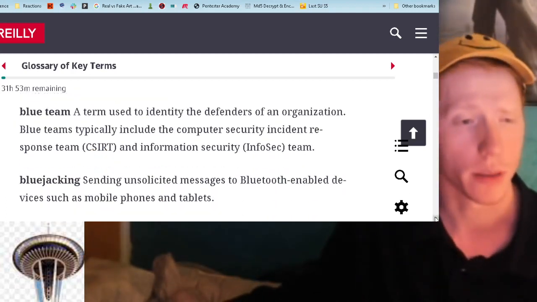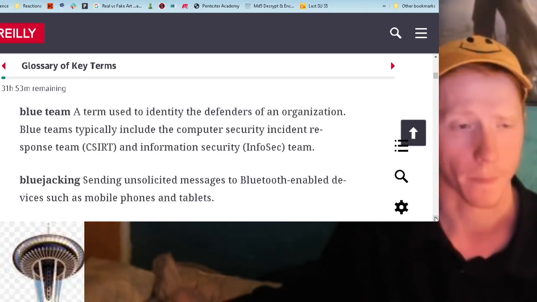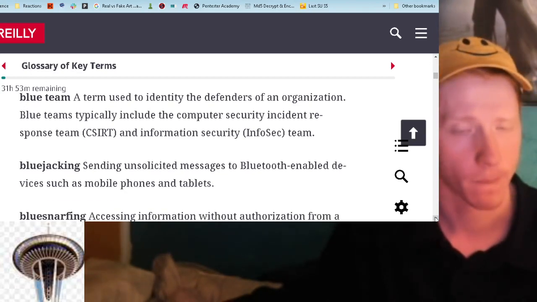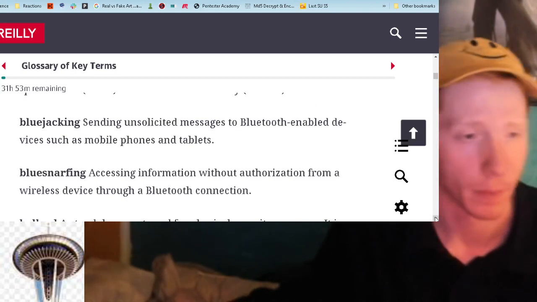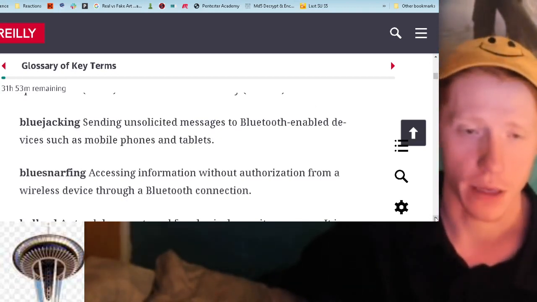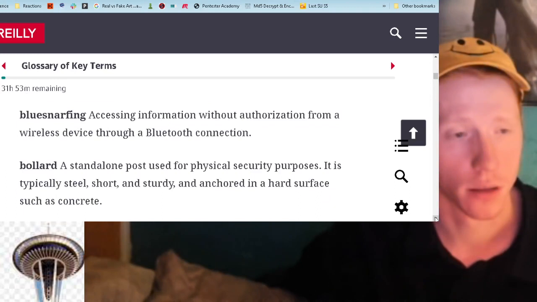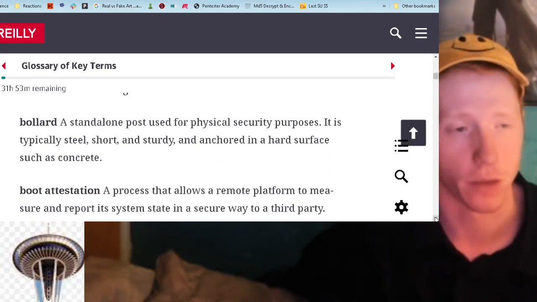The blue team is a term used to identify the defenders of an organization. Blue team is the defense team, and it involves the incident response and information security team. Bluejacking is sending unsolicited messages to Bluetooth-enabled devices. Bluesnarfing is accessing information through a Bluetooth connection without authorization.